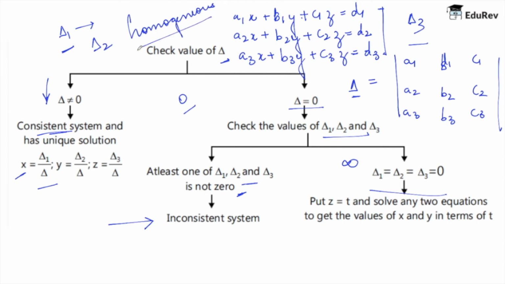So this is basically Cramer's rule, in which we find out the value of determinant 1, 2 and 3. And this will help you to solve so many questions in simpler ways. So let's move on to question 1 for Cramer's rule.